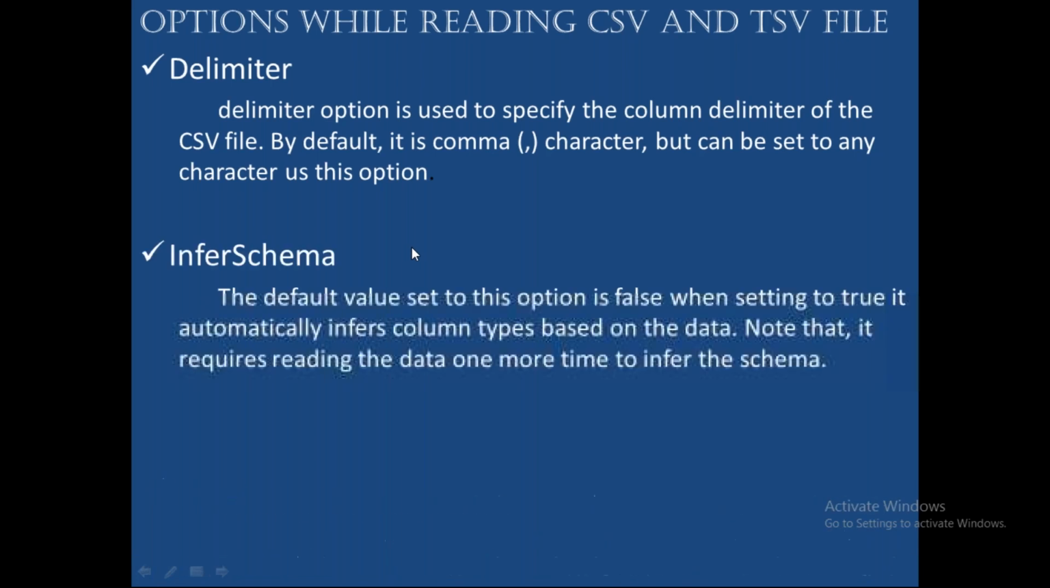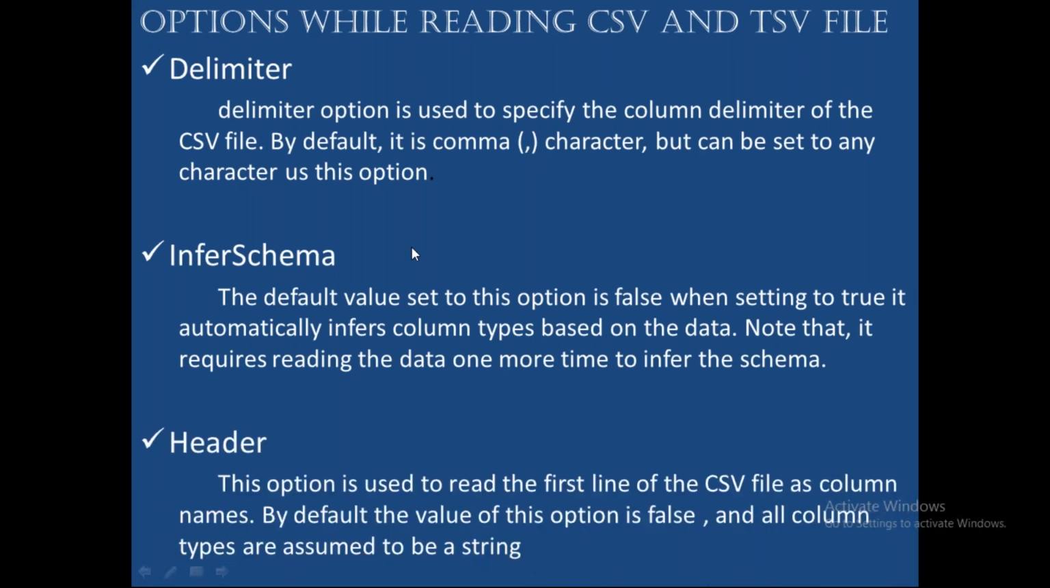Okay, so InferSchema, as we discussed even yesterday. InferSchema is going to read the data one more time. By default, it is not going to read the data one more time to identify the data type of each column, unless you change the default value from false to true. The default value for InferSchema is false. False means the second time it is not going to read the data.